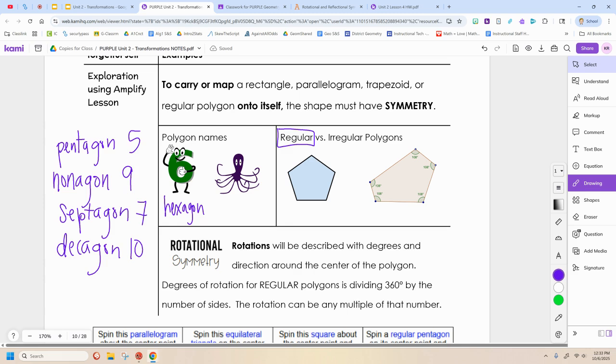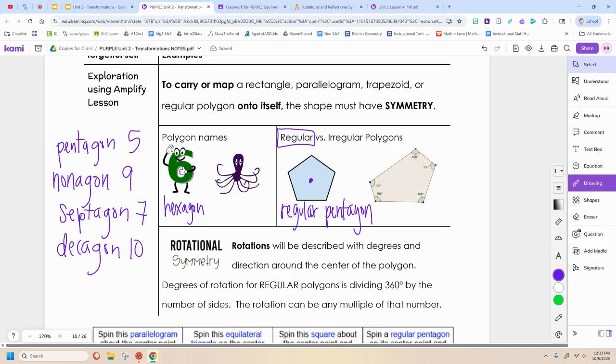Okay, and then this word is thrown into questions, and it means that all the sides and all the angles are congruent. So both of these are pentagons, right? But this one is the regular pentagon. The regular pentagon will have rotational symmetry through the center, and it will also have lines of symmetry where you can fold it.